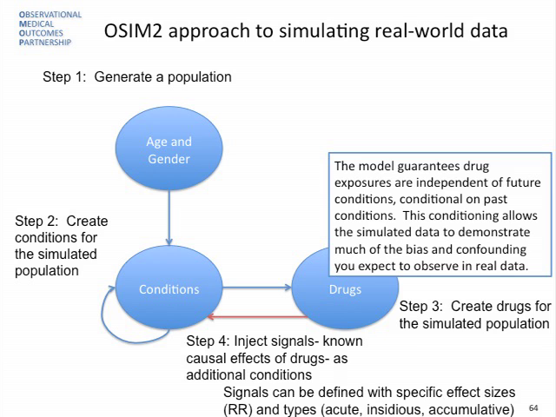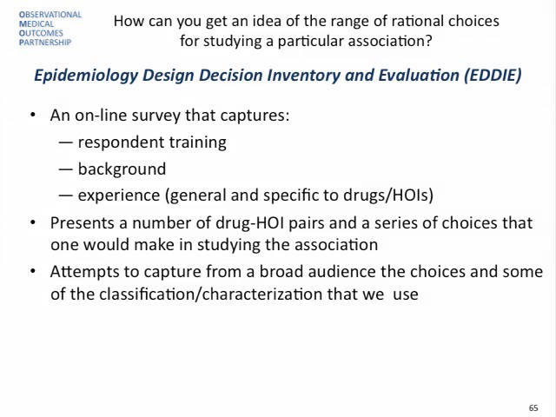The last bit of materials and methods that I want to mention is that we constructed an online survey, the Epidemiology Design Decision Inventory and Evaluation, EDI, because we like to name everything. Basically this was an online survey where we reached out pretty broadly and aggressively. Some of you probably got tired of being beaten over the head by emails and phone calls, where we tried to essentially identify what practicing epidemiologists do when they make design decisions about particular studies.